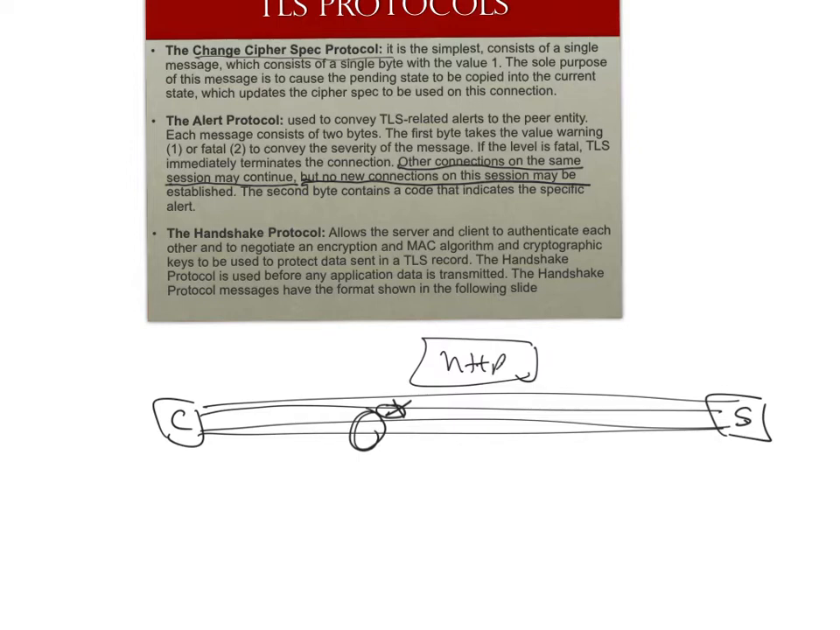Imagine. So the handshake allows the server and the client to authenticate each other, to negotiate encryption and MAC algorithms and so on. But the encryption and MAC and IVs and stuff like that, this is part of the connection state, right? And this connection state is derived from the master key. The handshake protocol is used before any application data is transmitted. So this is number one.